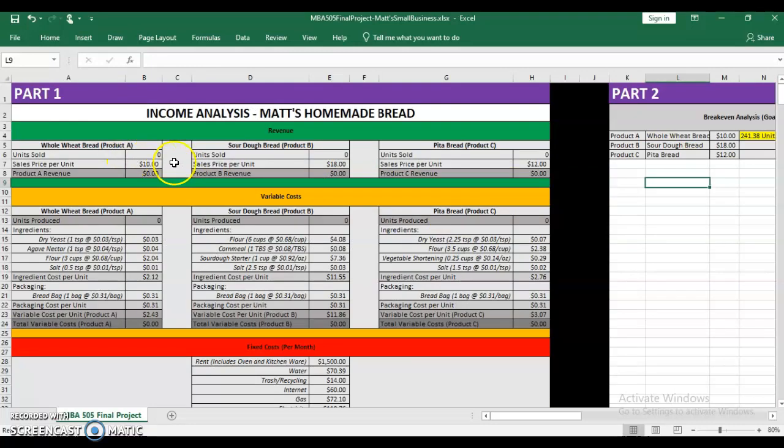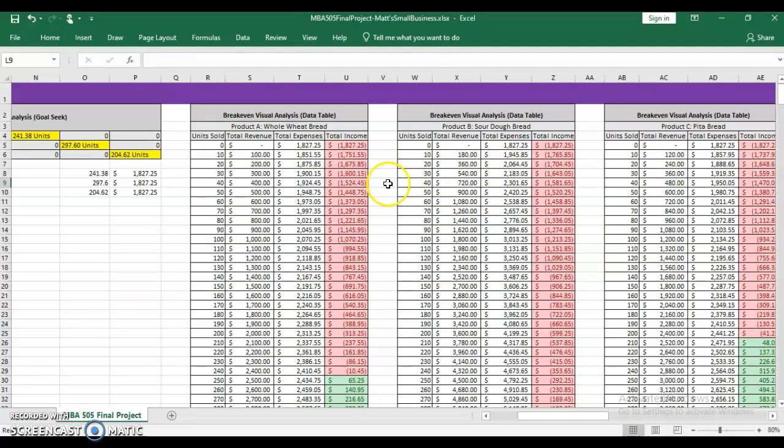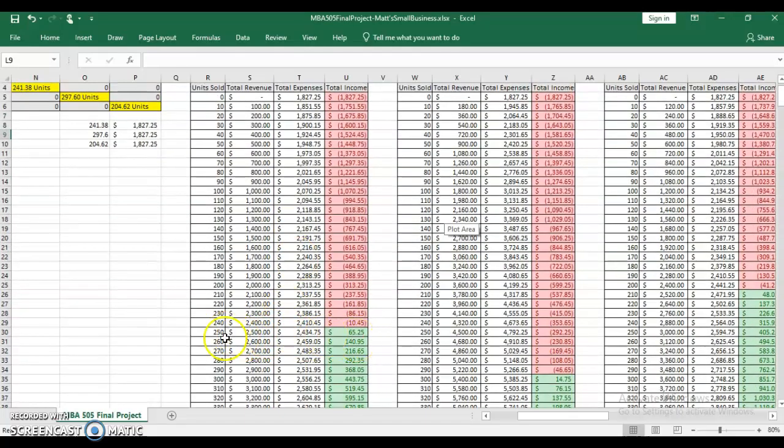Making these at 0 again, I also created 3 data tables to visualize that. The red indicates the total income I'm making for units sold per bread. So if production levels are at 0 and I just wanted to make whole wheat bread, I would have to make 241.38 units, so 242 units, to break even. That's what each of these signifies, with the green visualizing the point at which we break even.